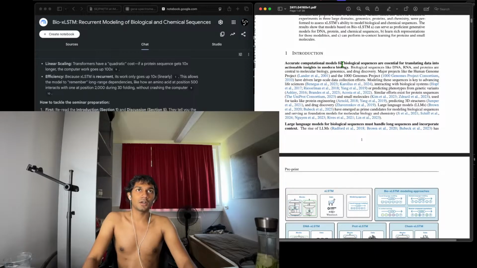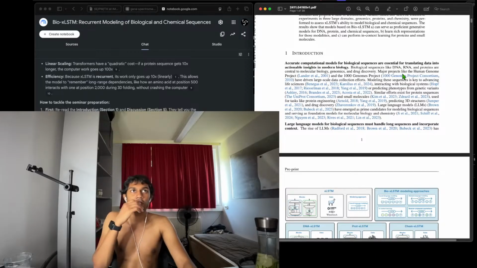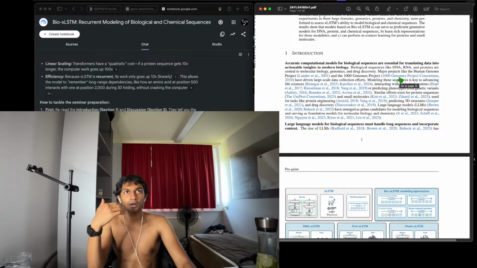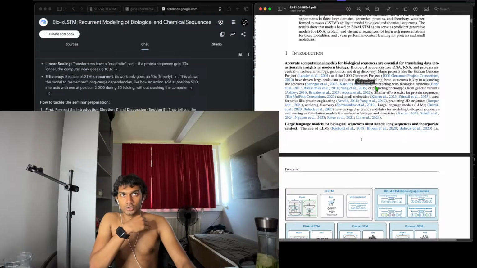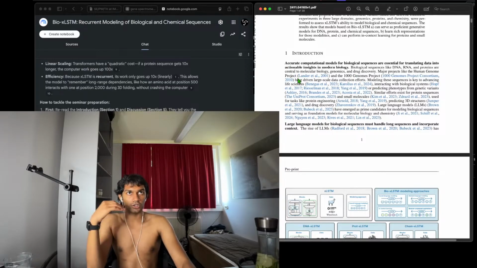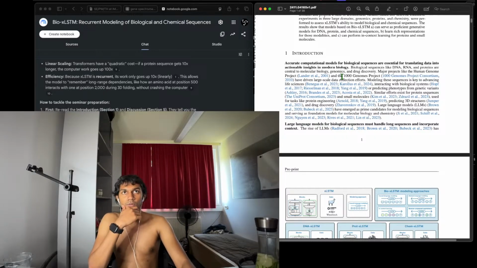Accurate computational models for biological sequences are essential for translating data into actionable insights in modern biology. Biological sequences like DNA, RNA, proteins are central to molecular biology, genomics, drug discovery. Major projects like the human genome have large data, and modeling these sequences is key for advancing and interacting with biological systems or predicting phenotypes from genetic variants.